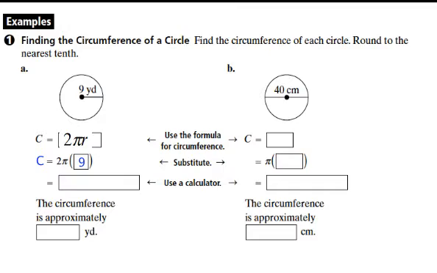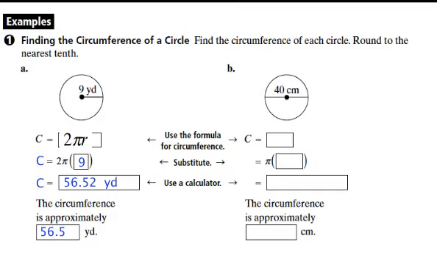2 times pi times 9. 2 times pi times 9 is 56.52. Now we round that to the nearest tenth, which is 56.5. So the circumference is approximately 56.5 yards.